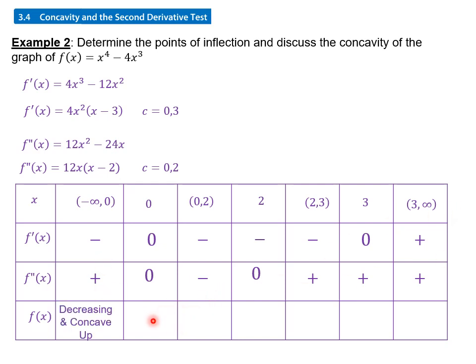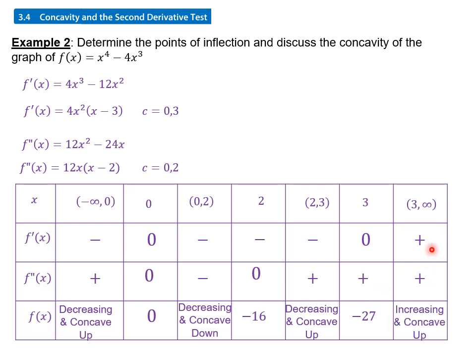That tells us a value of this, and if I plug in 0 for the function, I do get 0, so I'm just putting that there. Here it's decreasing and concave down. At 2, it is negative 16 when we plug it in. Between 2 and 3, it's decreasing and concave up. At 3, it's negative 27. And on 3 to infinity, it's increasing and concave up.